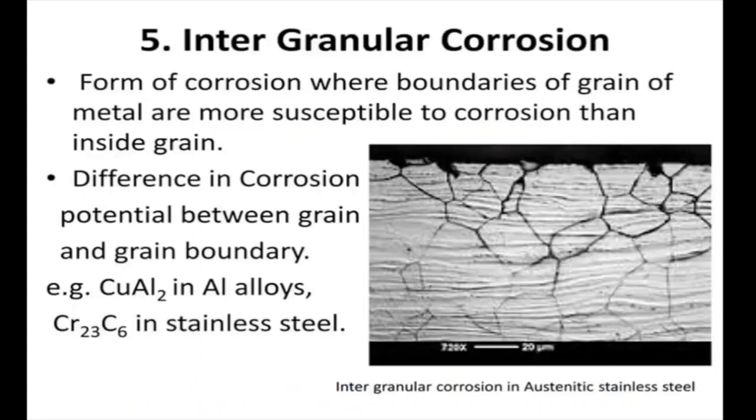So this is the fifth type of corrosion, which is called intergranular corrosion. It is a very typical type of corrosion which is microscopic in nature and cannot normally be identified with the naked eye, but inside the matrix of that particular metallic material, it makes it weaker.